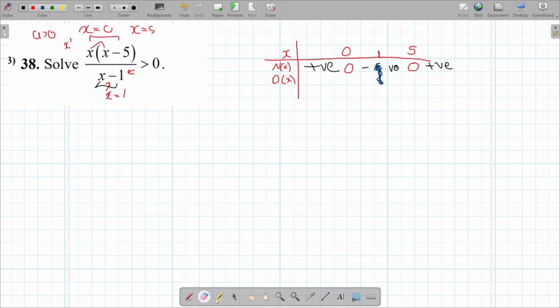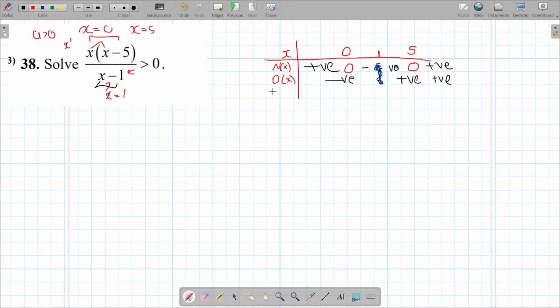Or you could just do trial and error. What's a number less than 1? Let's say 0. Plug in 0. 0 minus 1 is negative 1, so obviously it's negative. And then what's a number bigger than 1, to the right of 1? 2. 2 minus 1 equals 1. That's positive. So that means it's going to be positive. You can do that as well. Whatever you want.